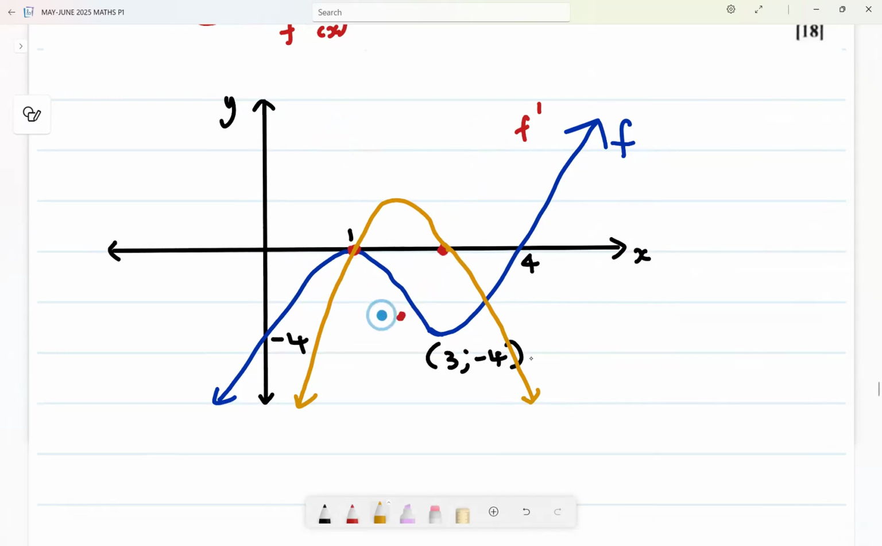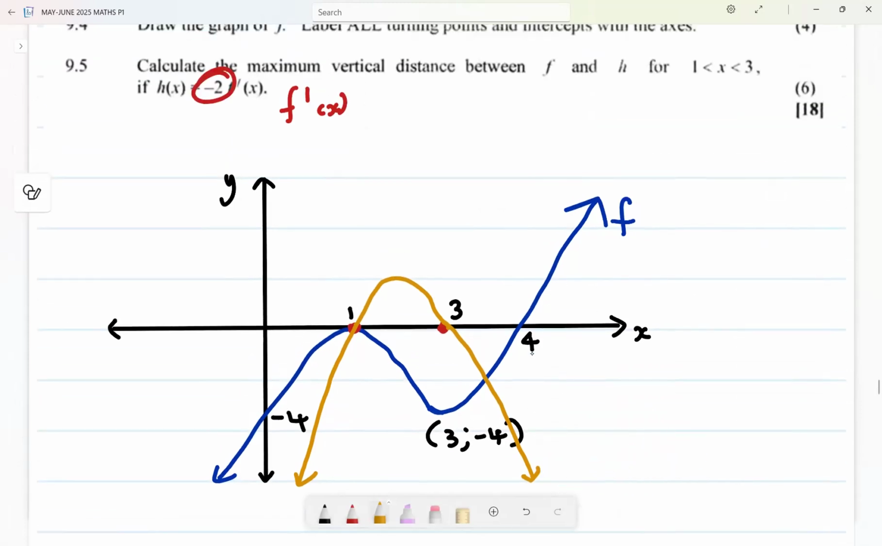This is our graph of that one. And we know that here, the coordinates are still remaining. Remember, the coordinates here are 3. How do I know that it is 3? Remember, when I derive a cubic function, the x-coordinates of my turning points are going to be the x-coordinates of my x-intercepts. So I'm having that. So this is the graph of negative 2 f prime of x, which is h of x, basically. The question is what? Determine the maximum distance. The vertical maximum distance between what? In this interval.